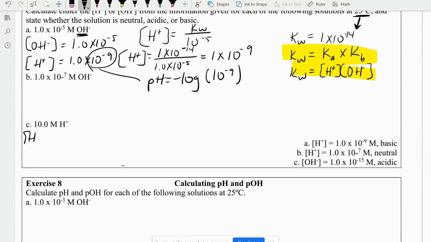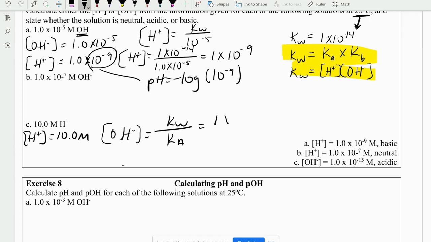Oh, look at that. They gave me the hydrogen ion concentration, which was 10 molar. Again, I'm going to go ahead and just rearrange the equation to solve for OH, or hydroxide ion concentration. And again, you would use this equation over here that I just drew an arrow to. Okay, and I'm going to go ahead and plug and chug. Don't forget, you know your concentration of the acid. It was given to you, so you know your Ka. Final answer for hydroxide concentration was 10 to the minus 15.